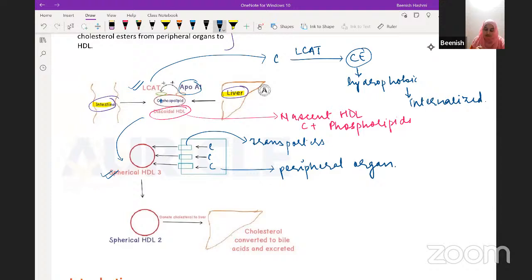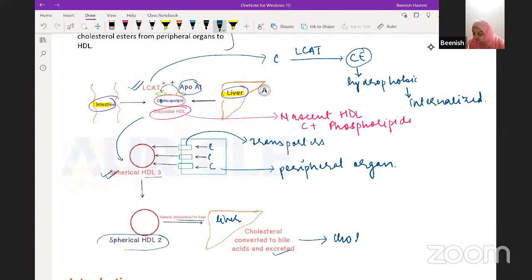This spherical HDL3 is converted into spherical HDL2. Now, the spherical HDL2, which is loaded with cholesterol, donates its cholesterol to the liver, and in the liver this cholesterol is converted to bile acids and secreted. So this cholesterol that is being secreted from the liver is basically the cholesterol of the peripheral organs.